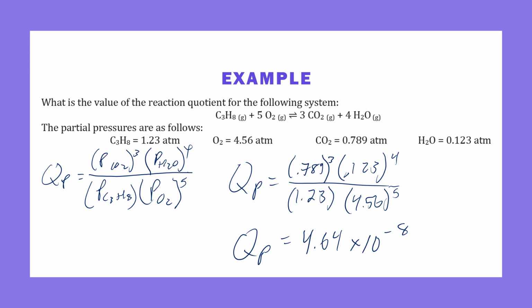Don't be alarmed if you have very large numbers or very small numbers. It's totally possible when you have equilibrium amounts, because it's just a ratio of the amounts of products to reactants. If you have way more products, it's going to be a very large number. If you have way more reactants, it's going to be a very small number.